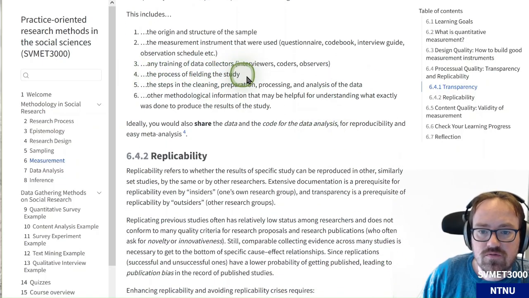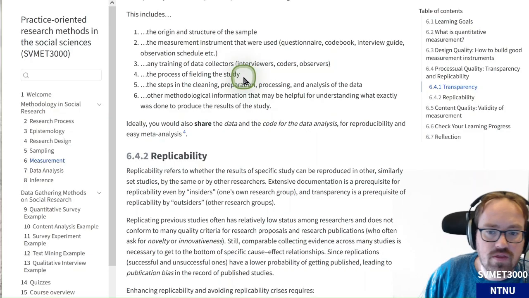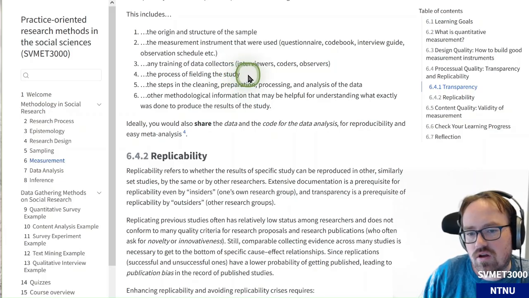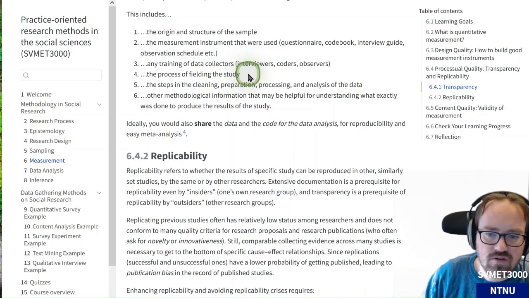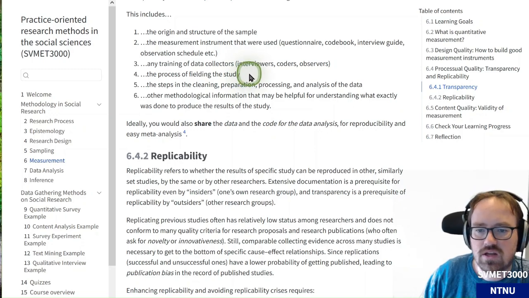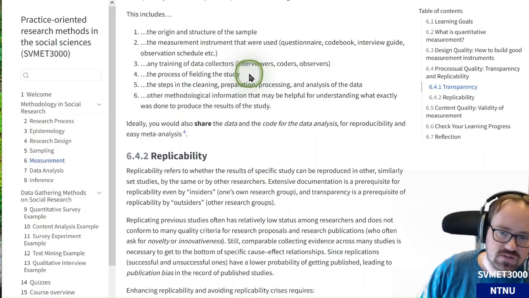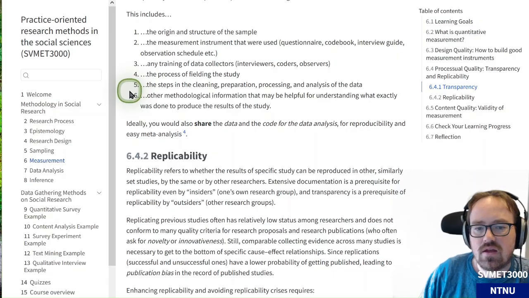Documenting the process of fielding the study and whether there were any irregularities, like one interviewer getting fired because they didn't really do any interviews but just made up data that was discovered, something like this.